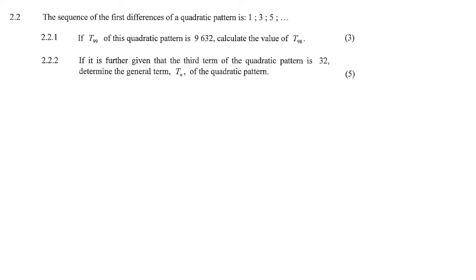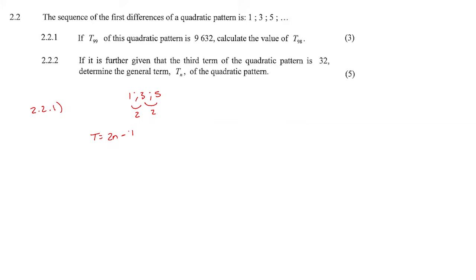Question 2.1.1. If term 99 of this quadratic pattern is 9632, calculate the value of term 98. So for the Tn of our first differences, we have 1, 3, 5. Here we would have 2, here we would have 2. So this is our first differences. Our Tn formula is equal to our first difference times n, minus our first value before 1. So take our first value and minus our difference, and we get -1.